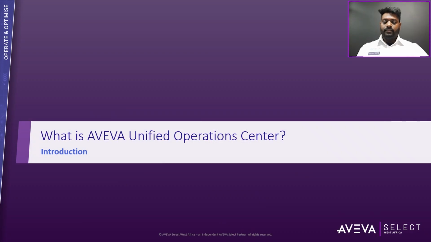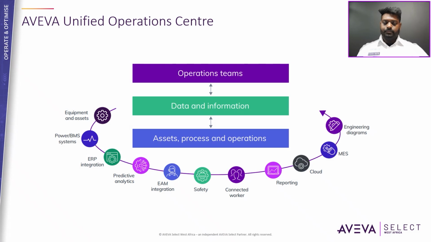What is AVEVA Unified Operations Centre? AVEVA Unified Operations Centre is an enterprise visualization solution for creating intelligent operations centers. Based on a system of systems approach, AVEVA Unified Operations Centre brings together operations technology, information technology, and engineering technology. A single pane of glass software environment provides actionable information in context to industrial operations.